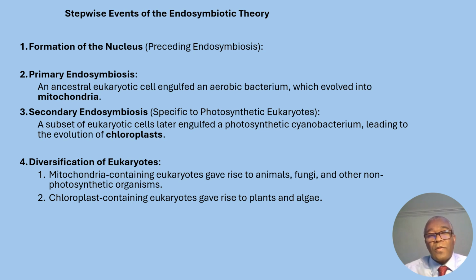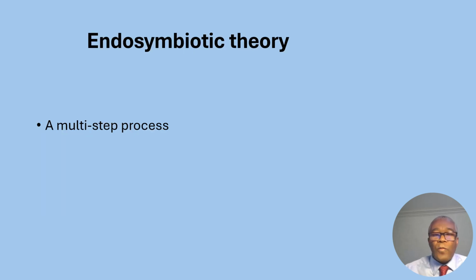First, formation of the nucleus. Second, primary endosymbiosis: engulfing of the aerobic bacterium to form the mitochondria, and engulfing of the cyanobacterium to form the chloroplasts, and then you have eukaryotic cells from that. So the endosymbiotic theory, as proposed by Professor Lynn Margulis, is very complex. It's a multi-step process to go from prokaryotes to eukaryotes. It's a very complex development.